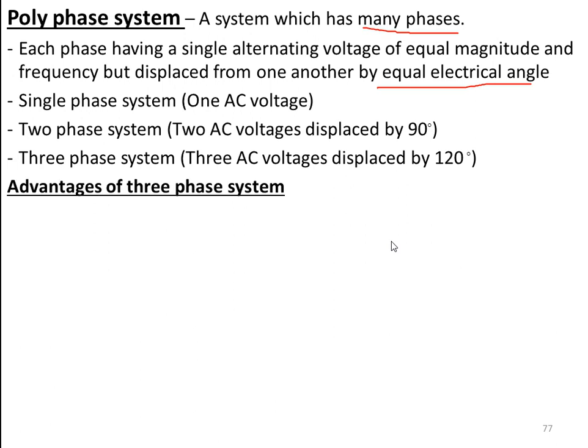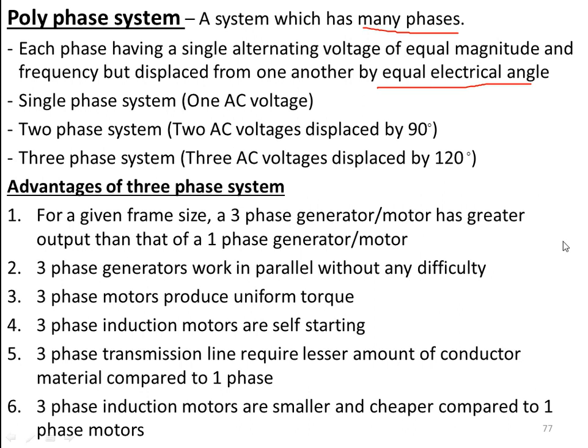Now, what is the advantage of three phase system? First one. You have heard about generators. In the case of a generator, a three phase generator has more output compared to a single phase generator. Why? Here we have three phases, therefore the output from each phase will sum up. Therefore, the power derived from a three phase generator is three times the power derived from a single phase generator. Second point, three phase generators work in parallel without any difficulty.